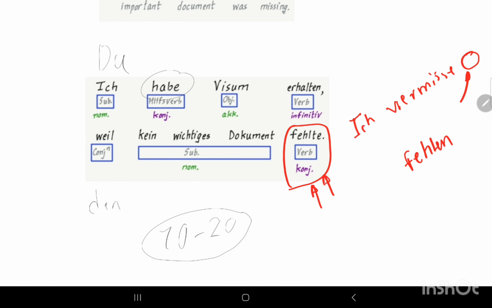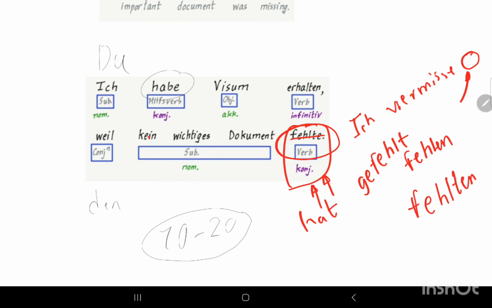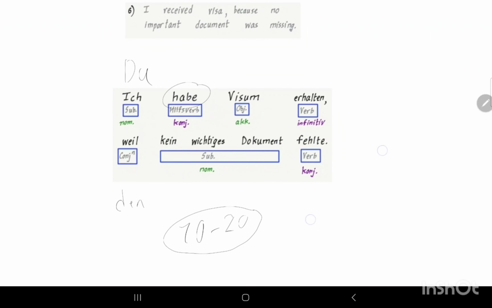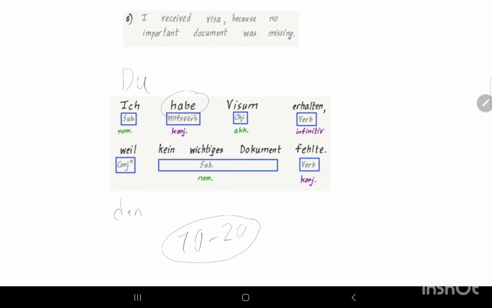Here what I have done is that I have used its Präteritum. I could have said kein wichtiges Dokument hat gefehlt, and I think the Partizip zwei of fehlen is gefehlt. But I have seen people using Präteritum of fehlen. So you can also say weil kein wichtiges Dokument hat gefehlt. You can also say just fehlt. Just remember that the conjugated verb is pushed to the last position because we are using weil.